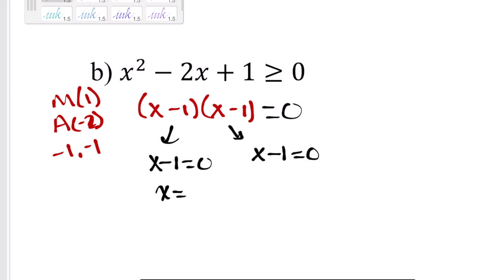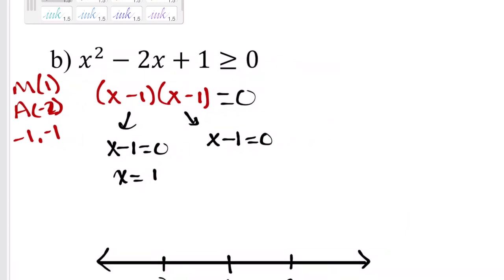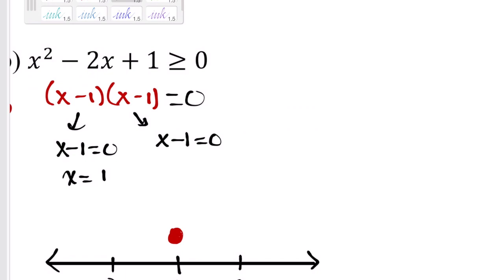And so my x here will be 1, and I got it twice. So I can only put it on the number line once. I got my 1, 0 over here, 2 over here. It's an or equal to, so I would include this point. It's going to be a solid dot. And then I'm going to come over here and test.